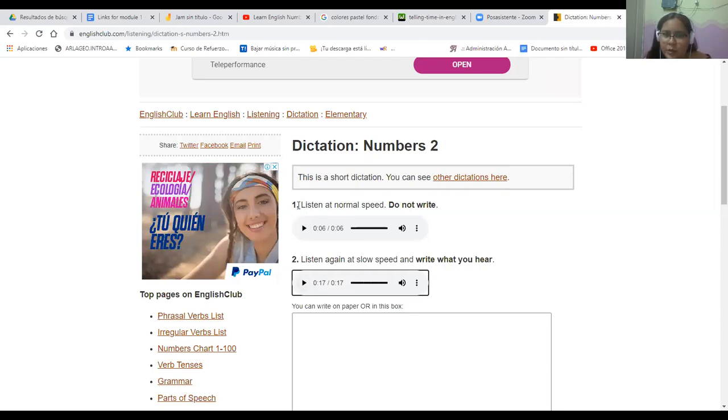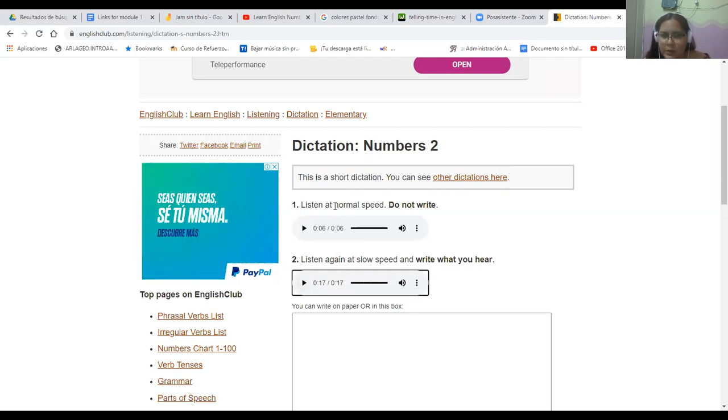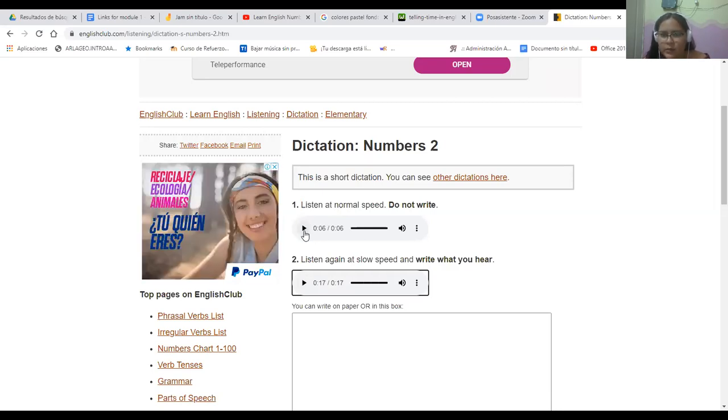Okay, so we have 2 options in this website. On the first option, you are going to listen at a normal speed, like somebody talking.